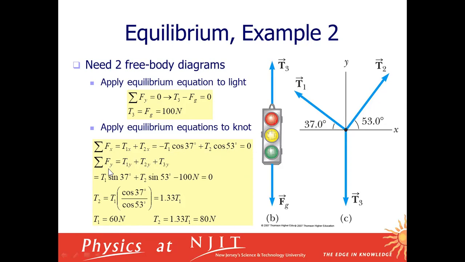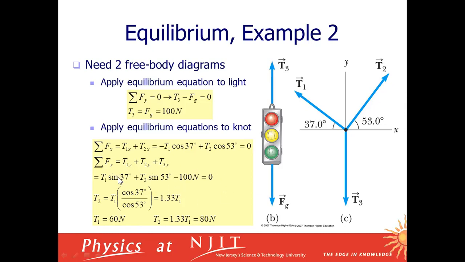And then we have your summation of forces with respect to the y-axis. So Fy is equal to T1y plus T2y plus T3y. Hence, further expanding the y components of the forces, we have T1 sine 37 degrees for the first cable, T2 sine 53 degrees for the second cable, and minus 100 newtons. Okay?